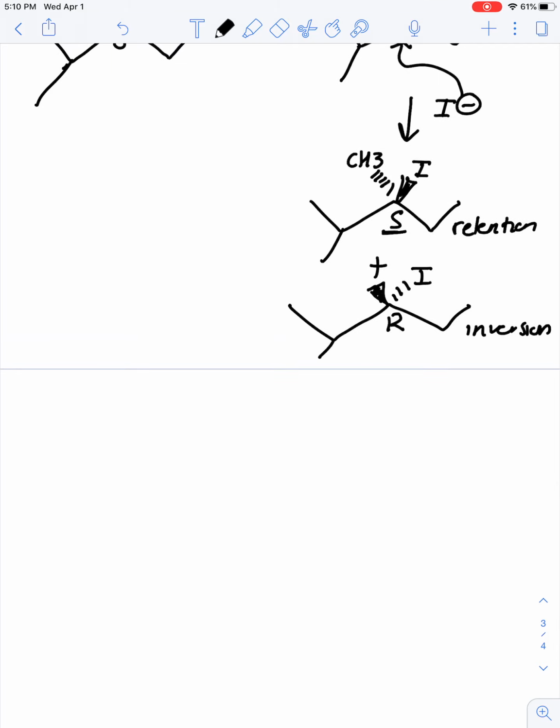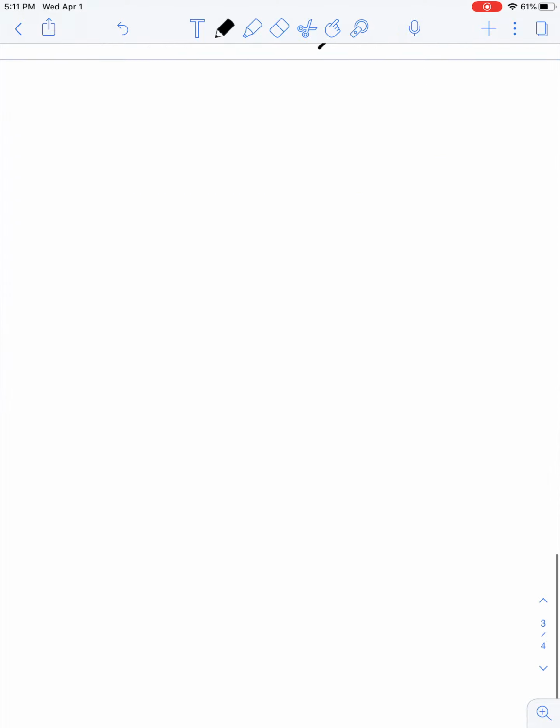The inversion product is probably slightly more favored just because the nucleophile attacks so quickly that the leaving group does not have time to move away before the nucleophile approaches. So let's look at another example.